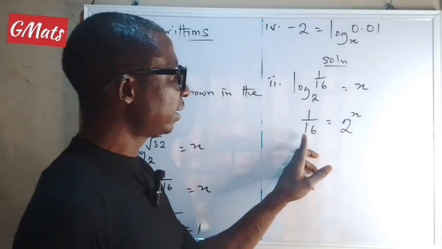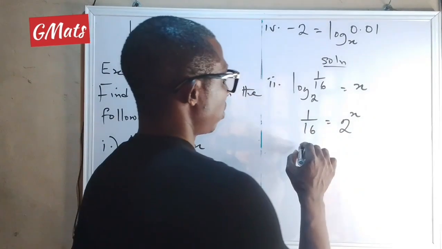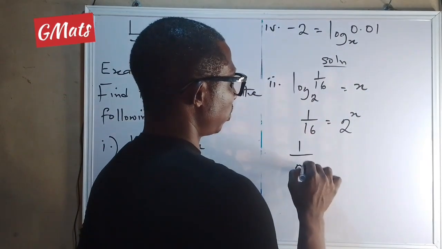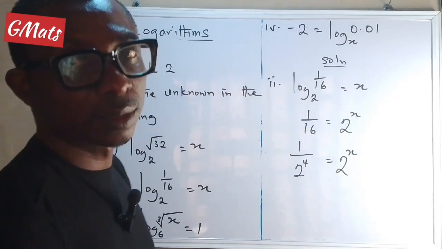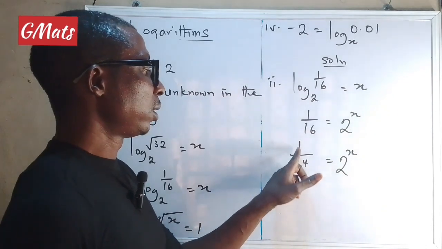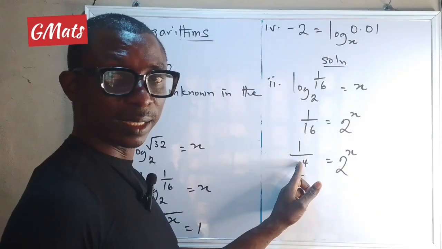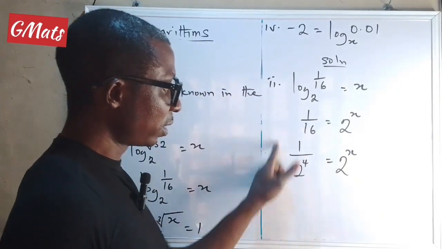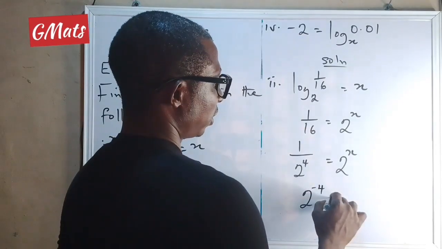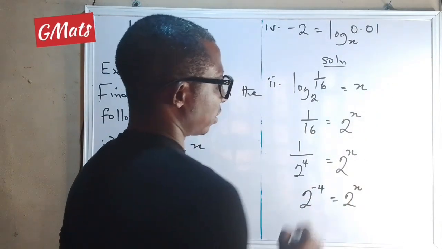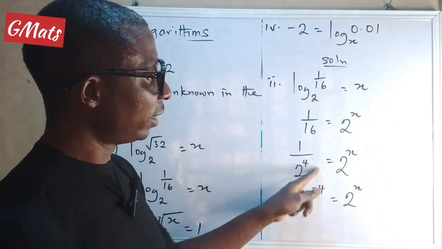Alright, now the next thing is to express this in index form. So we have 1 over 2 raised to the power of 4 equals 2 raised to the power of x. Now this reciprocal, we give this 4 a negative. So this expression turns to 2 raised to the power of minus 4 equals 2 raised to the power of x.